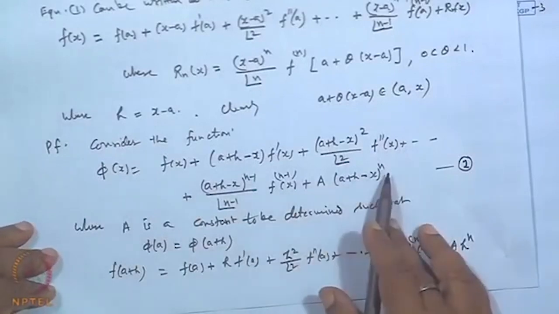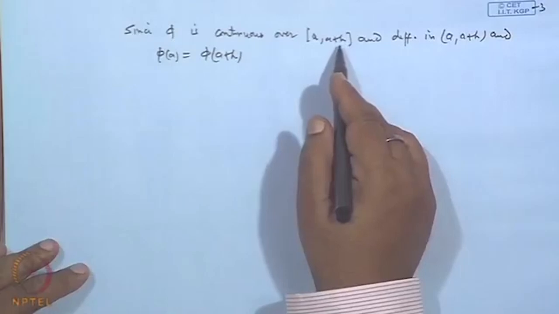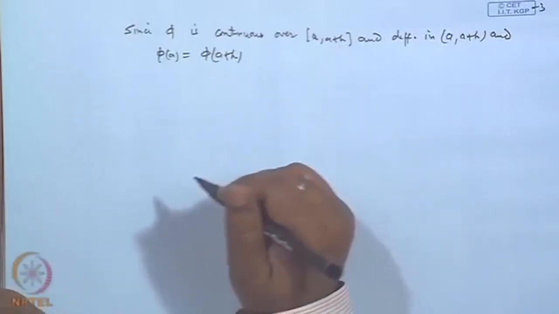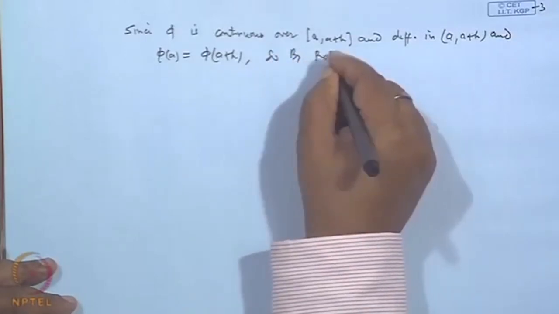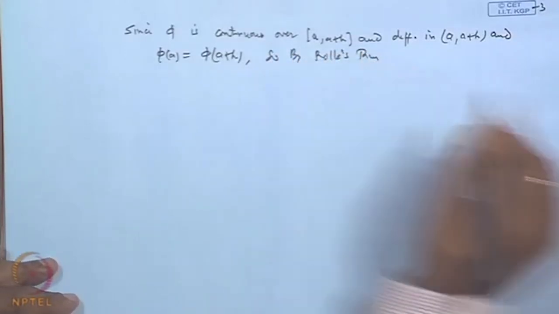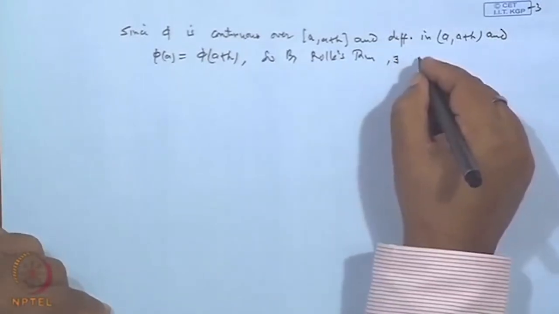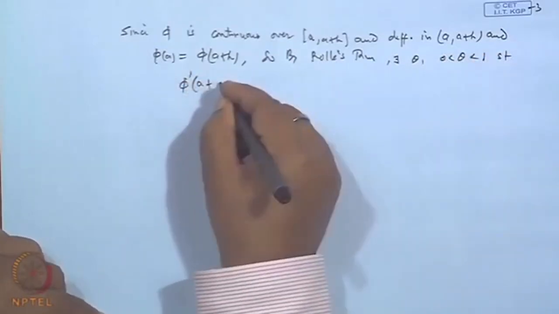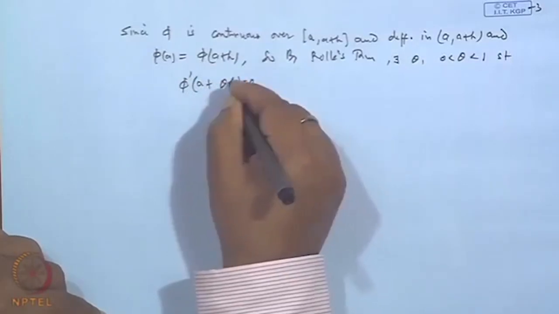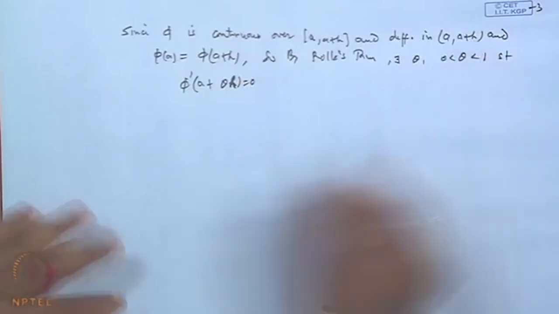Similarly, phi is also differentiable. And at the end points of the interval, a and a + h, it attains the same value. So we can apply Rolle's theorem. By Rolle's theorem, there exists a point C, so there exists theta lying between 0 and 1 such that the derivative of the function at the point a + theta h is 0. So a + theta h is a point lying between a and a + h.